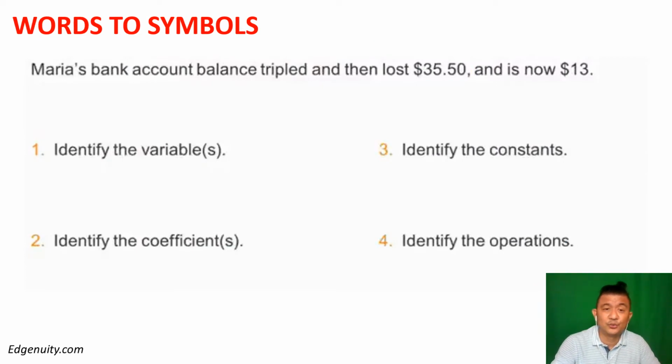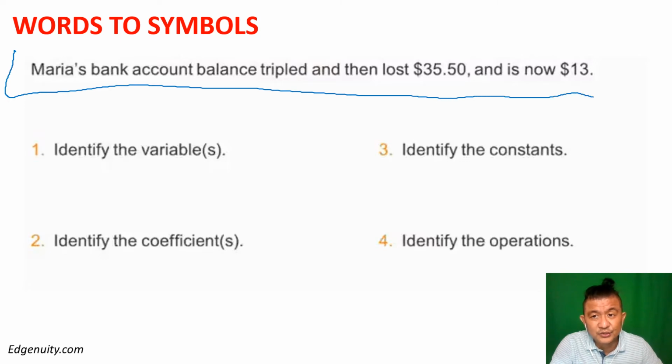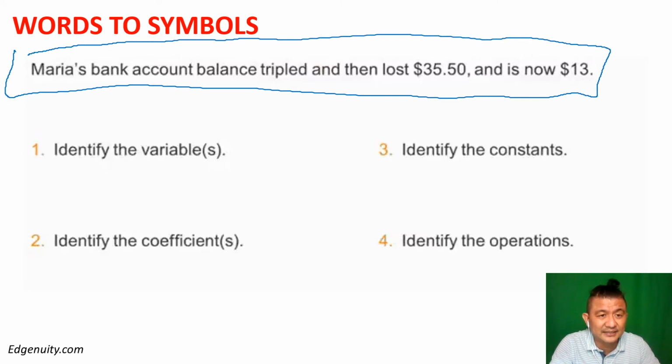We will now also write a statement or words into symbols. How do we analyze that? Let's start with the variables. Maria's bank account, let's read this first. Maria's bank account balance tripled and then lost $35.50 and is now $13. Okay, so let's start with the variable. The variable is the X, the missing number. And what is that? Maria's bank account.